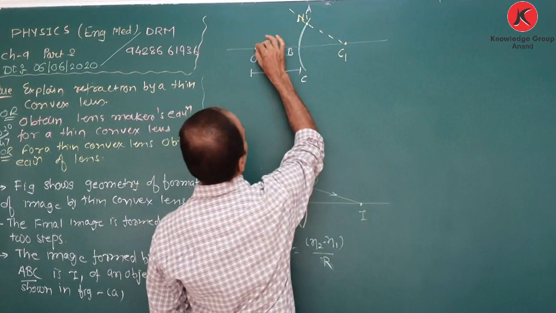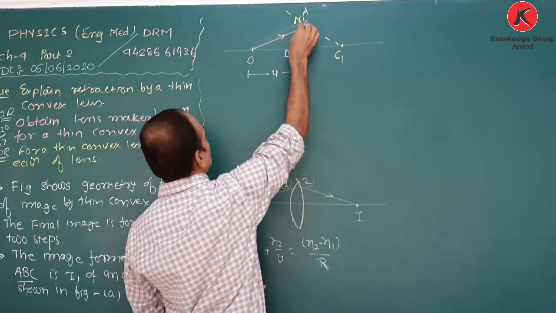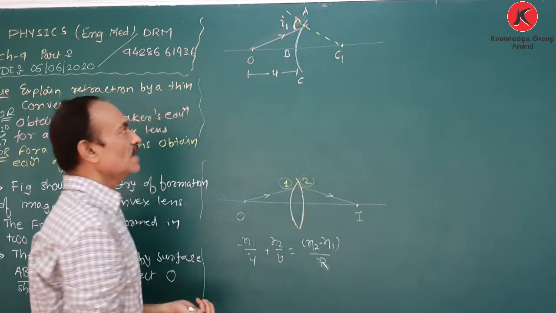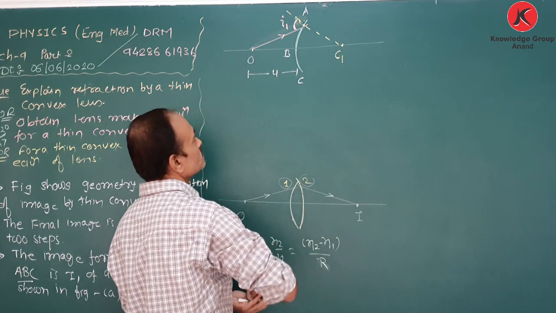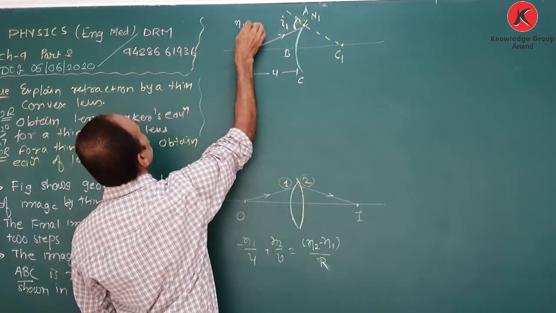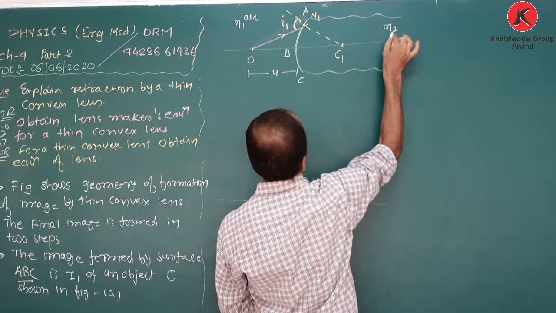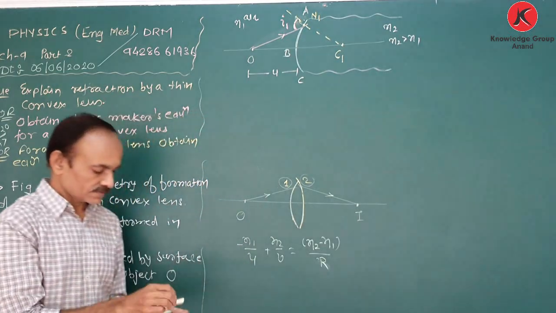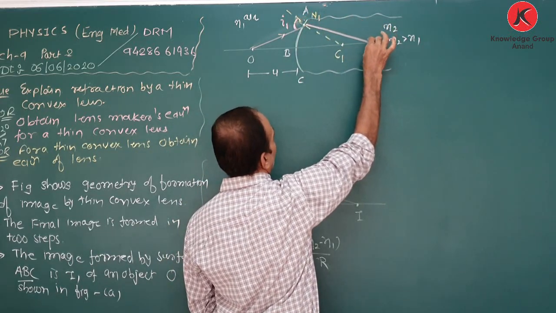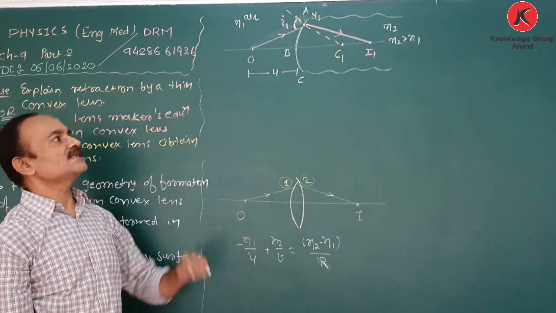Now, the incident ray from the object is this, which makes the angle i with the normal at this point. And due to the phenomenon of refraction, this ray traveling into the medium of the lens, whose refractive index is n2, where n2 is greater than n1. After refraction, the refracted ray bends towards the normal and meets at point I1. So I1 is the image of the point-like object formed by the ABC surface.